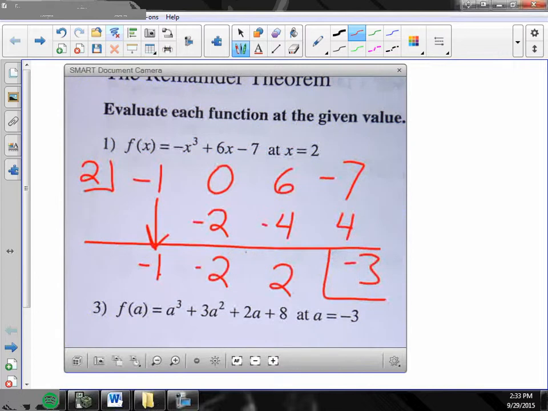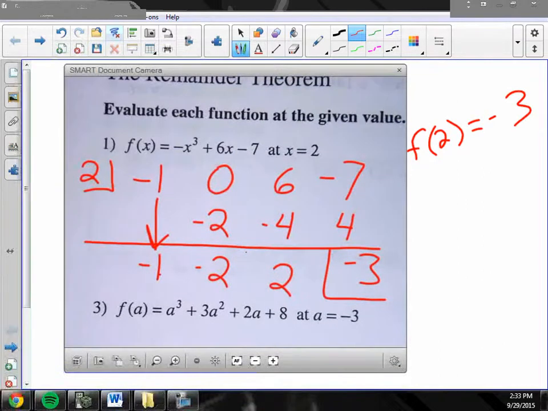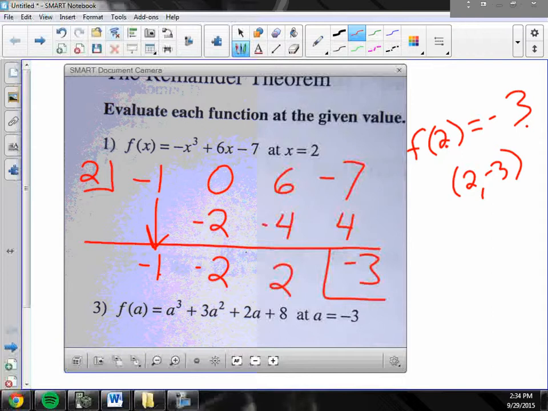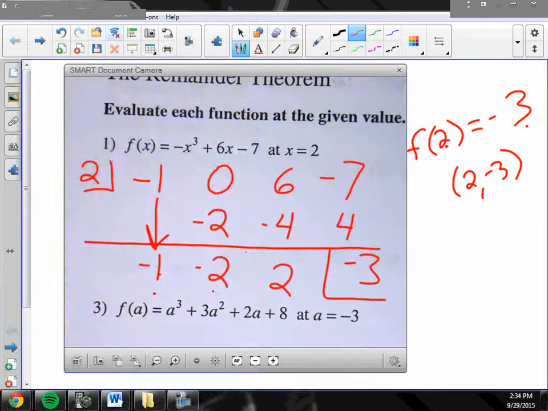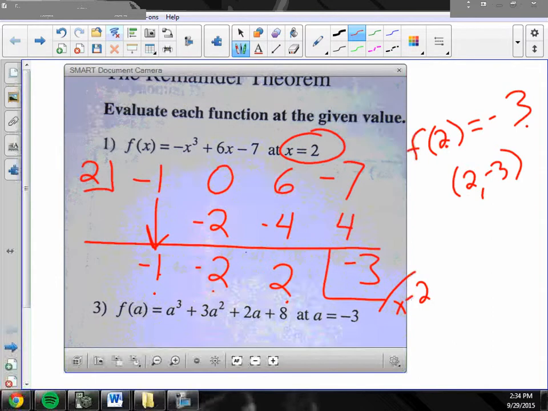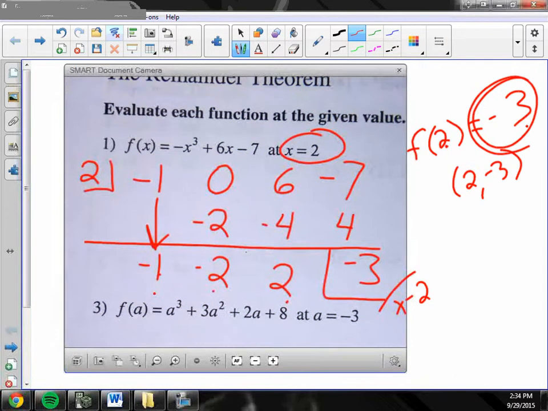So the answer is f of 2 equals -3. When I plug 2 into the function, I get out -3. And the resulting equation would be -x squared minus 2x plus 2 minus 3 over x minus 2, because the factor associated with x equals 2 is x minus 2. But none of that matters in this top part. All we care about is that answer.